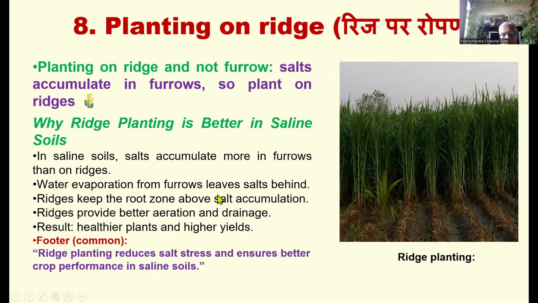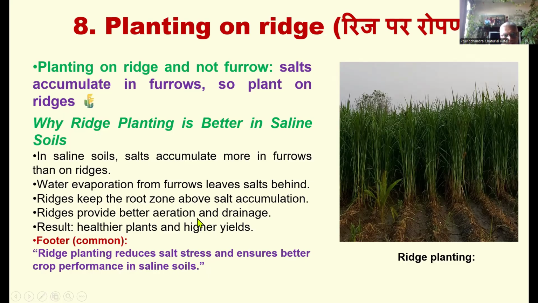Water evaporation from the furrow leaves salt behind. You know that we apply the water in a furrow, so there is evaporation, so salt accumulates in the furrow. Ridges keep the root zone above the salt accumulation. So the ridges are above the furrow, and here the salt accumulation is low.